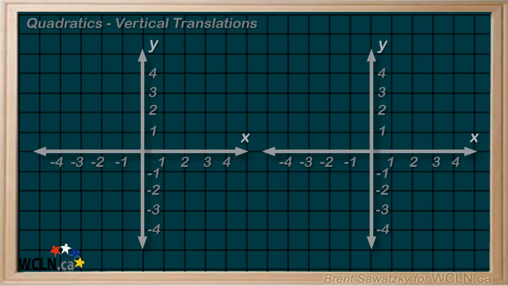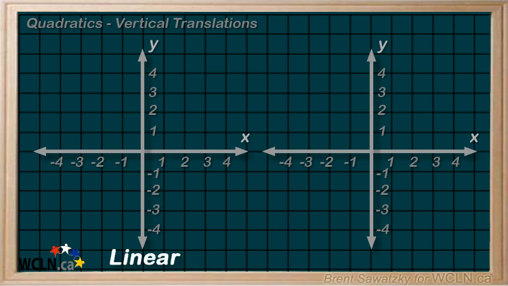Translating a graph means to shift the graph, moving all the points together. Now we can translate vertically and/or horizontally. In this tutorial, we'll look at how to shift a graph vertically, up or down. Again, let's relate back to our linear relationship knowledge.